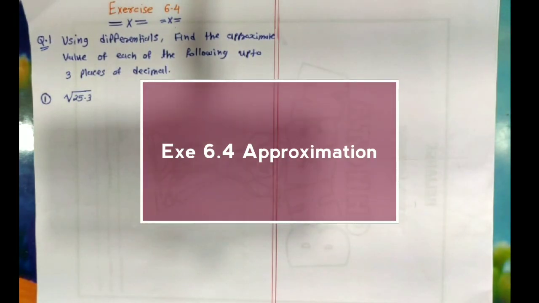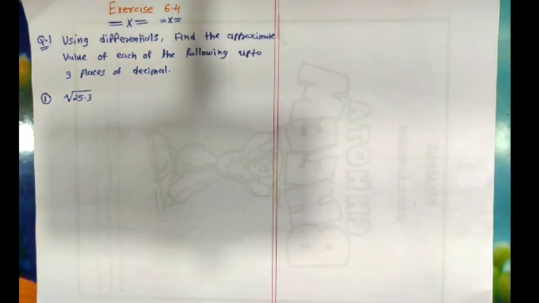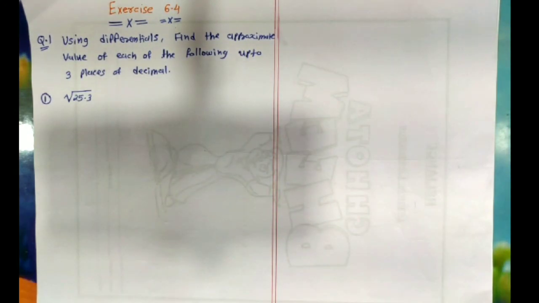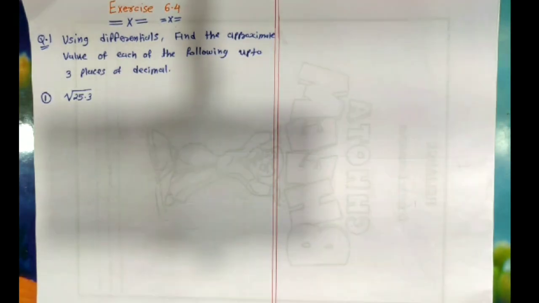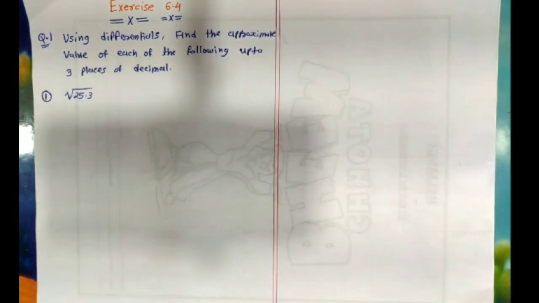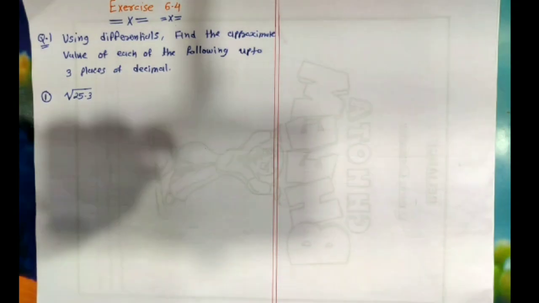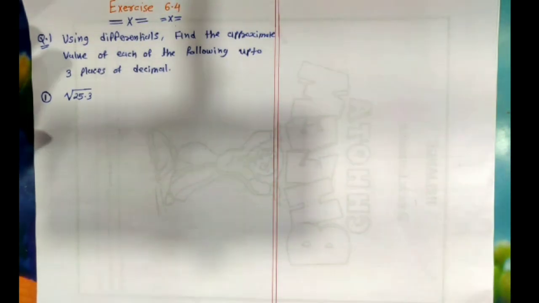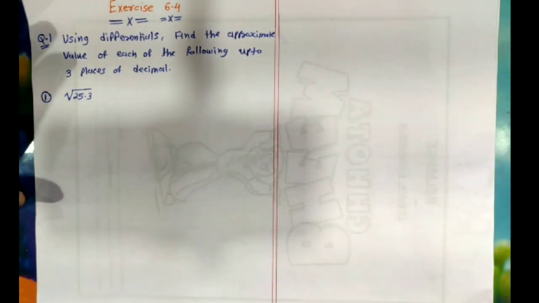Today's topic is exercise 6.4, approximation. Using differentials, find the approximate value of each of the following up to 3 places of decimal. You have to find the approximate value of the given functions. So question number 1: find the approximate value of square root of 25.3.